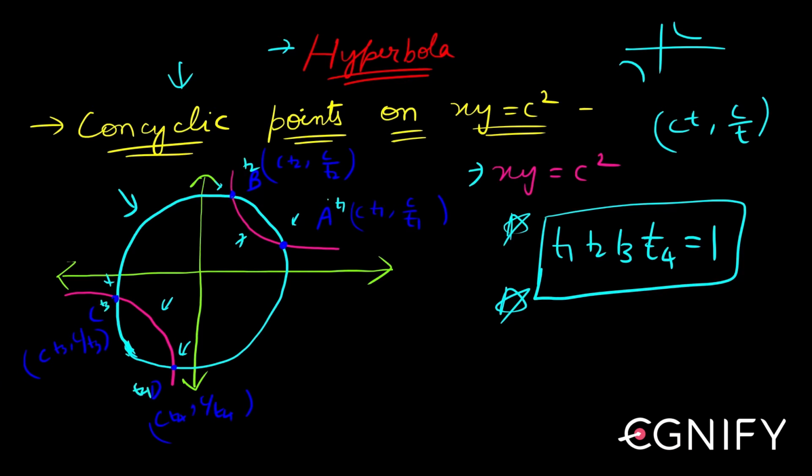If the parameters are t1, t2, t3, t4, that means the coordinates are ct1, c by t1, ct2, c by t2, likewise ct3, c by t3, and ct4, c by t4. If these 4 points are actually lying on the same circle, then this relation has to hold good: t1 into t2 into t3 into t4 has to be equal to 1. It's easy to remember this result. You have a circle cutting this hyperbola in 4 points. If the 4 points are concyclic, then the product of the parameters of those 4 points should be equal to 1. This is an important result that I felt you should remember.